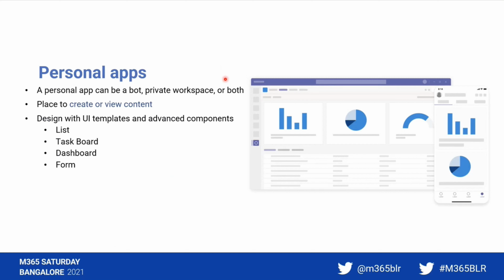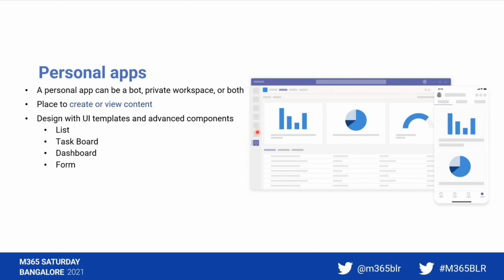So let's see what are the different types of Teams app which we can create. We can create a Teams personal app. The Teams personal app would be the app which would be surfaced on the left navigation in the Teams app. It can be a bot, it can be a private workspace, or it can be both. And it is more or less a place where you can create and view content which is personalized to you.